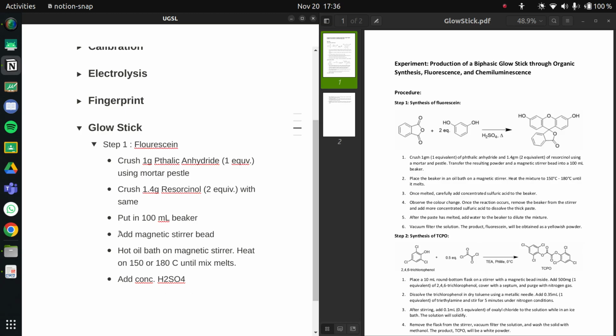okay, color changes after reaction. Remove from stirrer. Yeah, it's going. So carefully add concentrated sulfuric acid. Observe the color change as concentration occurs. Remove the beaker from the stirrer and add more concentrated sulfuric acid. Add more.